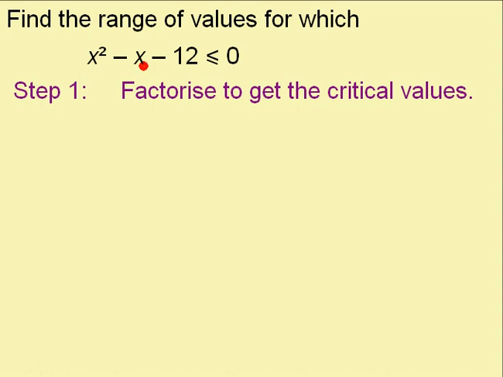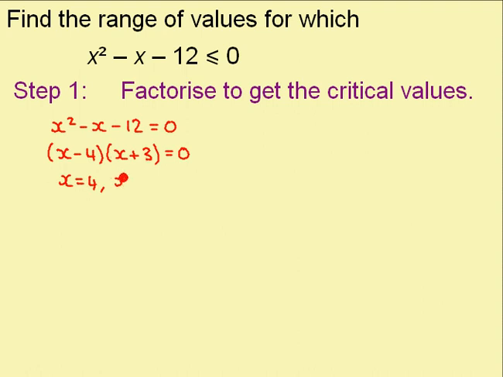For factorising, I put this equal to 0. So I've got x squared minus x minus 12 equals 0. Now I factorise this in the usual way, and I get x minus 4 and x plus 3, and that's equal to 0. From this bracket, I have x equals 4, and from this bracket, I have x equals minus 3. These are the two critical values.